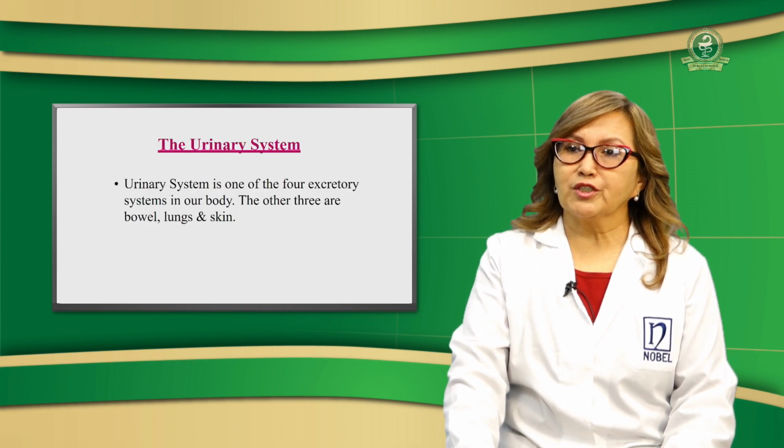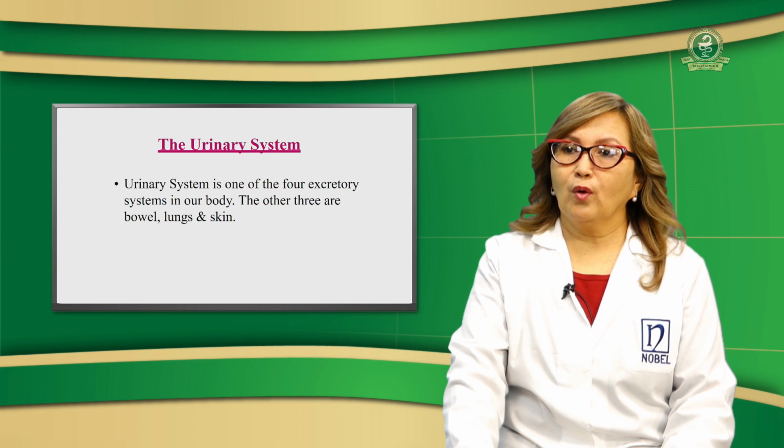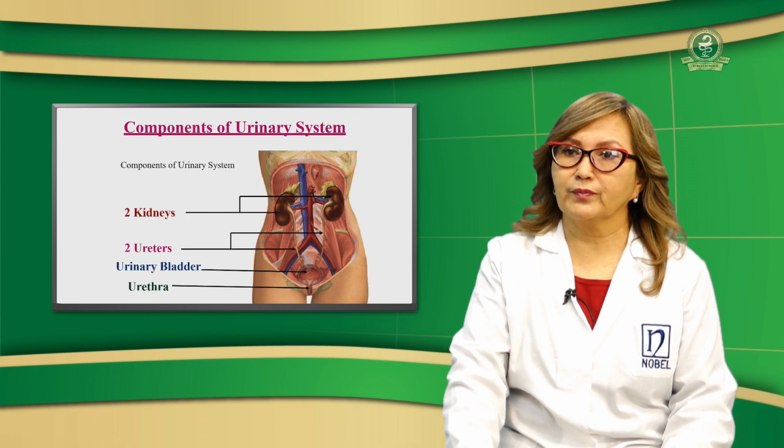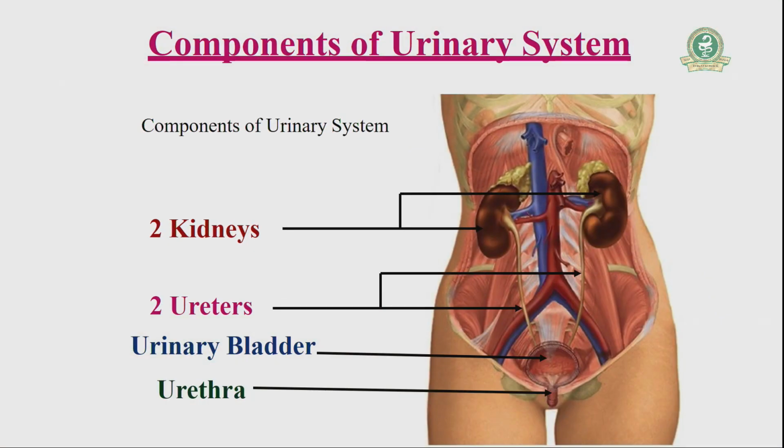The urinary system is one of the four excretory systems in our body. The other three are bowel, lungs, and skin. Components of the urinary system: 2 kidneys, 2 ureters, urinary bladder, and urethra.